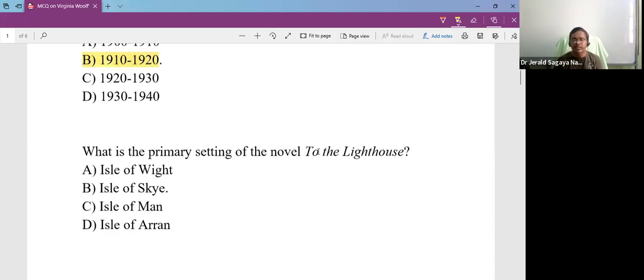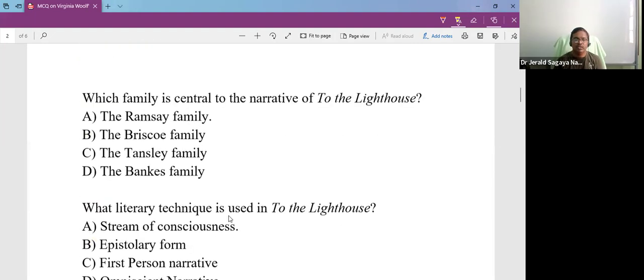What is the primary setting of the novel To the Lighthouse? Primary setting is the Isle of Skye. Which family is central to the narrative of the Lighthouse? To the Lighthouse focuses on one particular family, and the family is the Ramsay family.